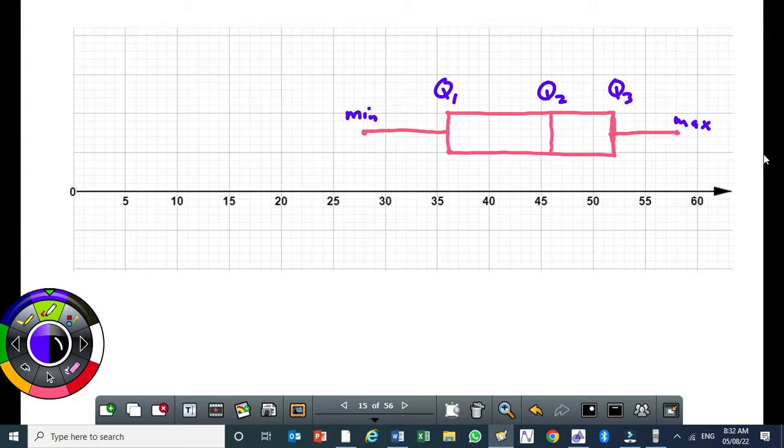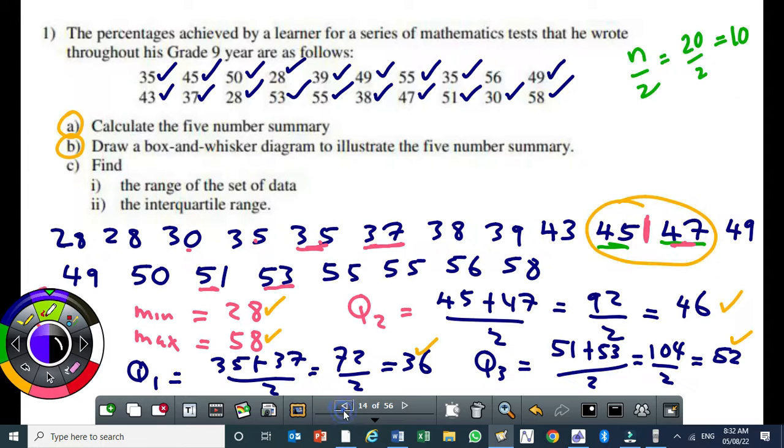Okay, the whole question like this. Let me just check. The 5-number summary, the first one, you should get 5 marks there. And then we can have 3 for the box and whisker. And then the range could be 1 mark, and the interquartile range probably 1 mark. So this would be maybe 10, I would say maximum 10.